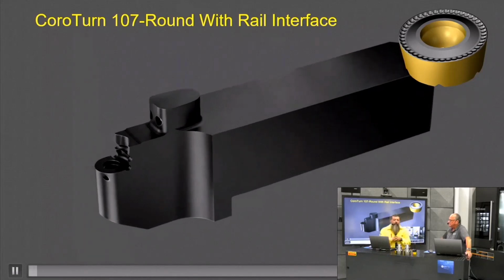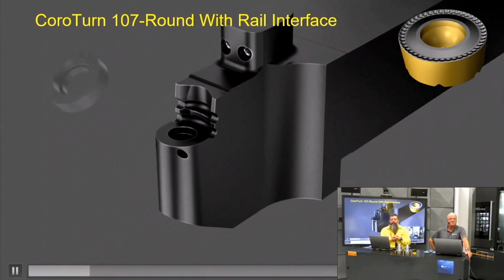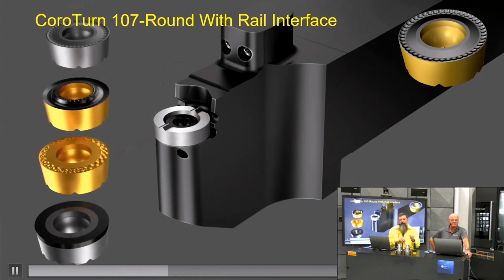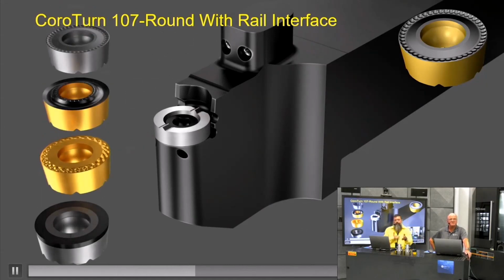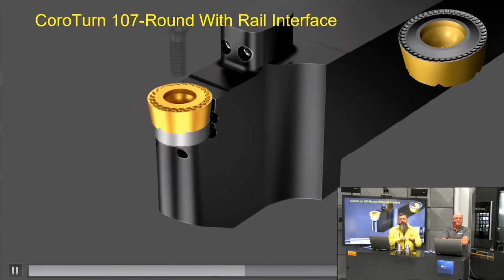So if we take a look here at our CoreTurn 107, our round insert with a rail, you can see we have shim protection. We have the shim screwed in separately. And then here you see some insert selection with our chip breakers. We have 4 different chip breakers.